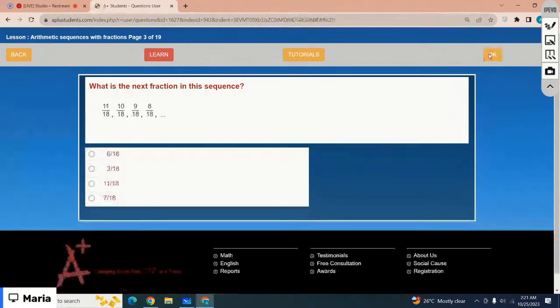What is the next fraction in the sequence? So which is the correct option? The next term in the sequence is, they are decreasing by 1. So the next term in the sequence is, yes, that is 7 over 18. The correct option is 7 over 18.